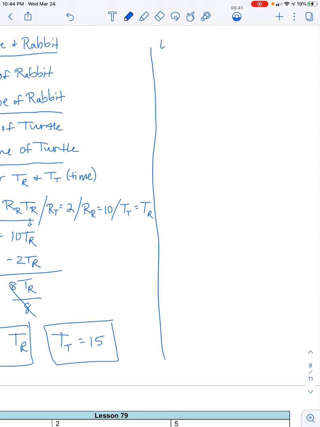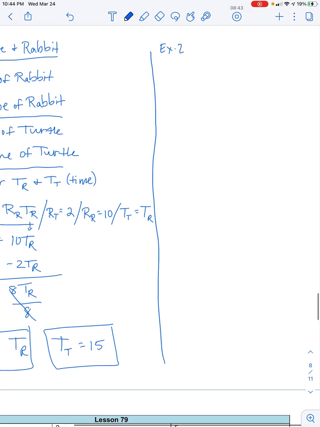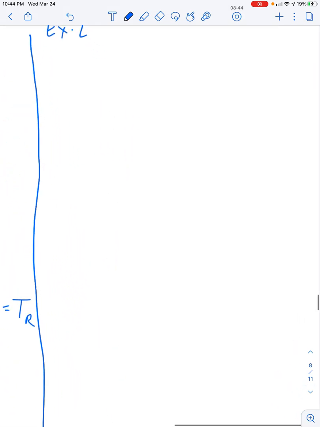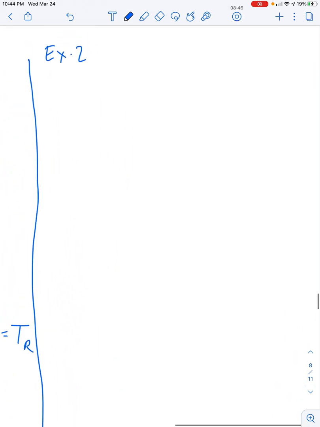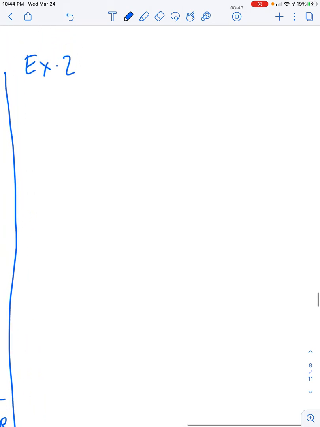Okay, so example 2. See if I can get this where it's... Okay, I'll try it this way. See if this will work out for me. All right, so example 2, you're going to title this one, this is the freight train. And the express train.